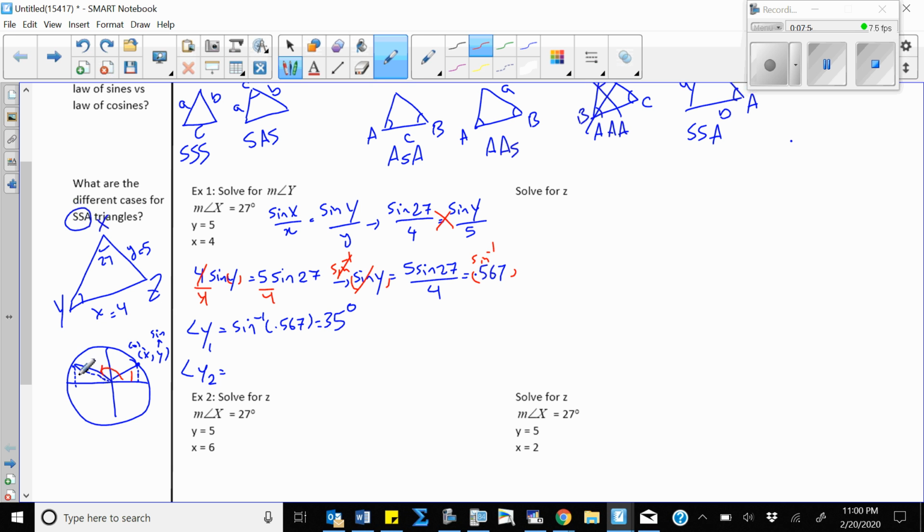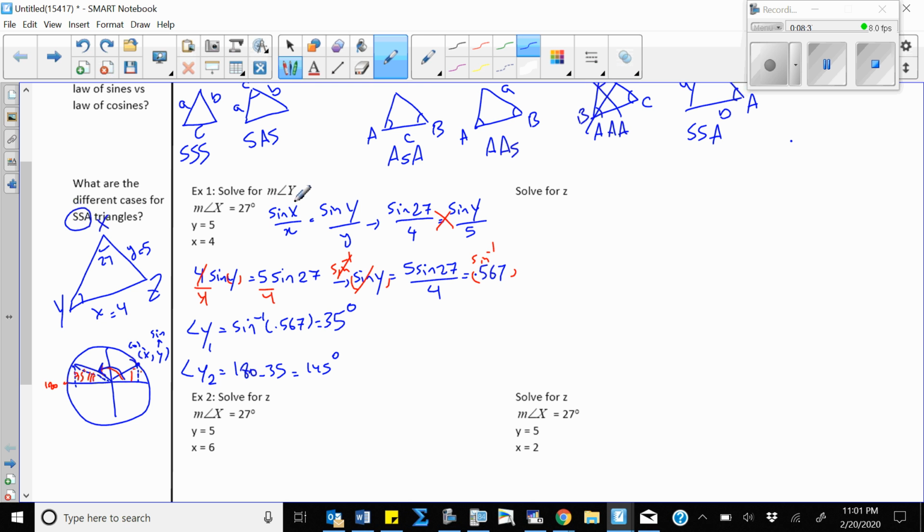So how do I find the second one? We know that this whole thing from here to here is 180. And I know since this is a reflection of the 35, this part is also 35. So if I just subtract 35 from 180, 180 minus 35 is equal to 145. That's the measure of this angle from here to here, which is the second answer. So we had two answers for y. One was 35, the other one was 180 minus 35. So this is how we find angle y.